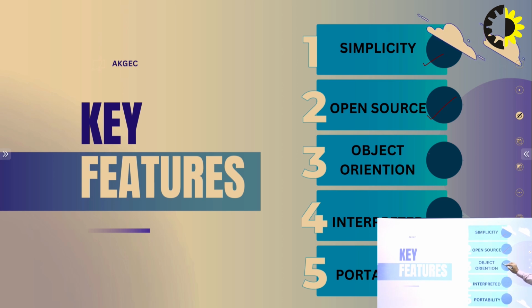Next is object oriented. Like other popular programming languages that are popular due to their object oriented features, Python is also famous due to its object oriented feature in the development environment. Next is interpreted. I already discussed that it uses an interpreter to compile the program, meaning it uses line by line compilation. That makes it very fast, because an interpreted language can check errors as we write the program, line by line.